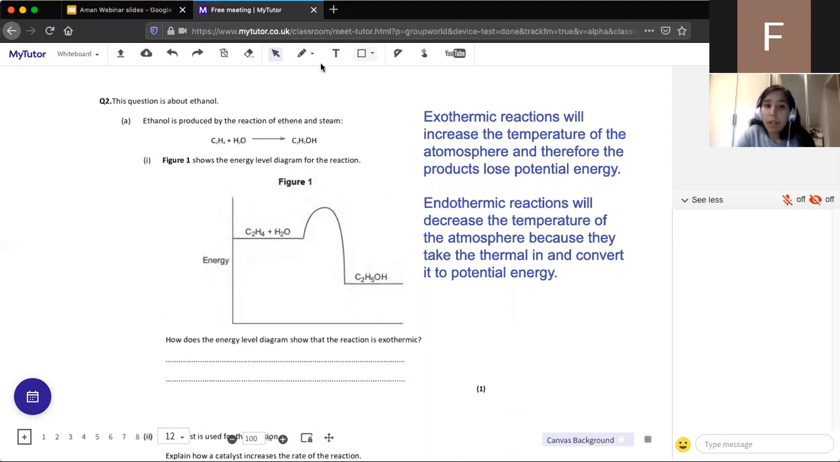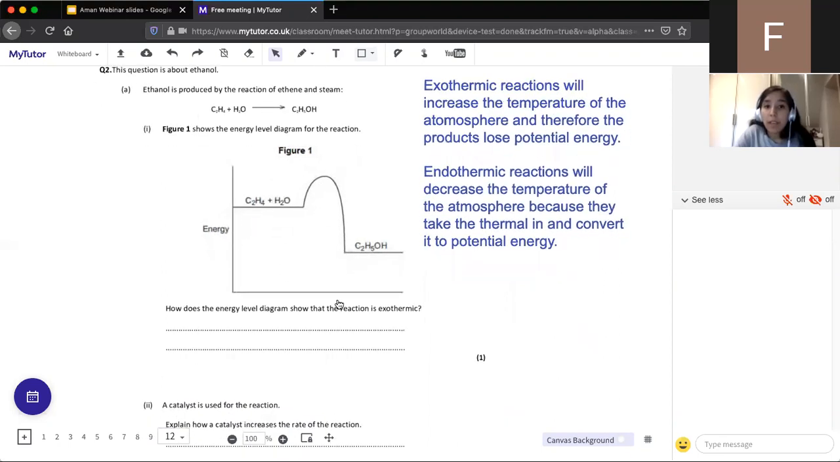Brilliant, well done. Okay, so this is an exothermic reaction, and as I said, the way to describe this reaction or to say that it's exothermic is that the reactants have a higher energy or potential energy than the products.